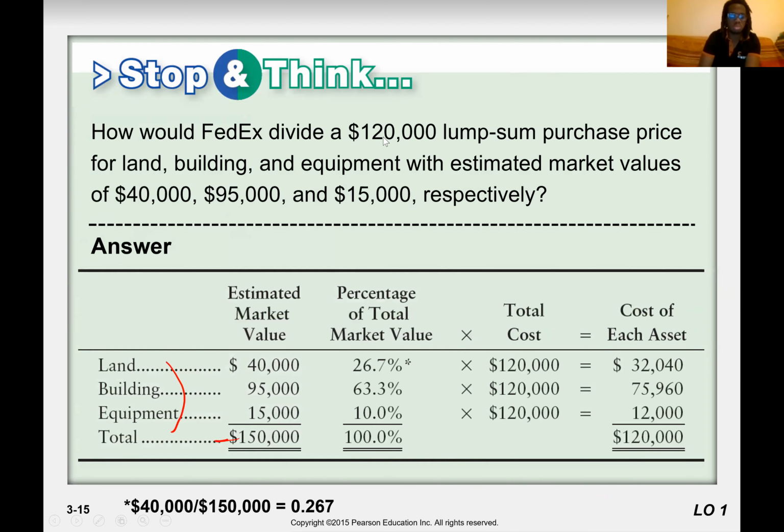So how much do you pay? You pay 120,000. So 120,000, according to the values, you multiply those, and the answer would be here. And at the end, you make the entries. That's it.